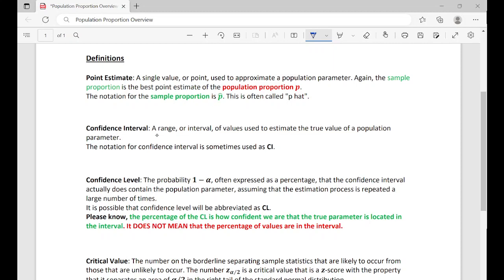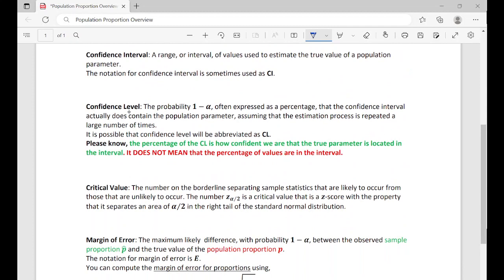A confidence interval is a range or interval of values used to estimate the true value of a population parameter. The notation of a confidence interval is sometimes used as CI. That looks like a lowercase l, but that is a capital I, so CI.